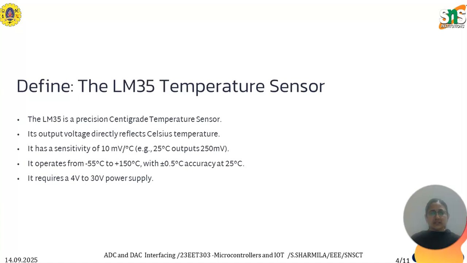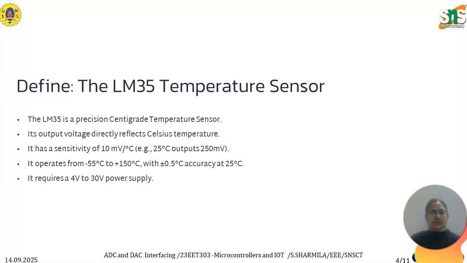The LM35 temperature sensor. The LM35 is a precision centigrade temperature sensor. Its output voltage directly reflects the Celsius temperature. It has a sensitivity of 10 millivolts per degree Celsius. For example, 25 degrees Celsius outputs 250 millivolts.